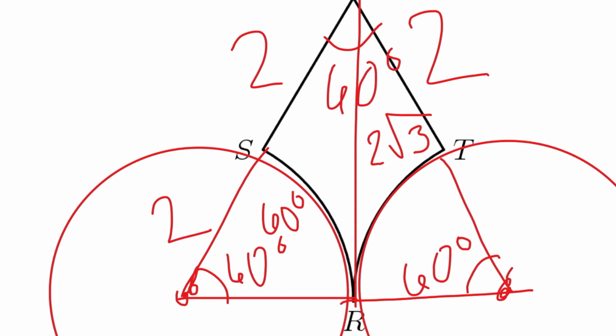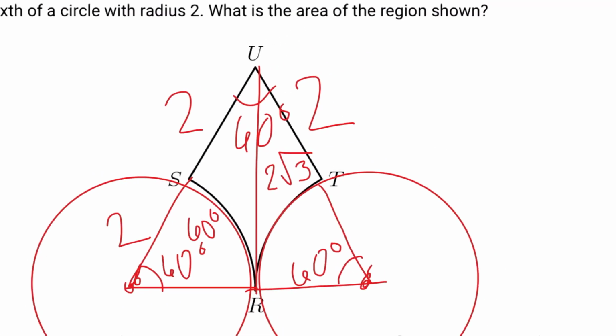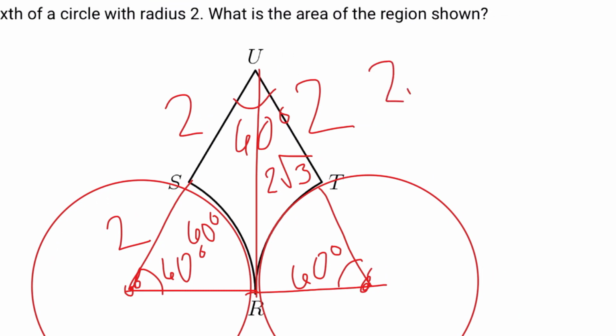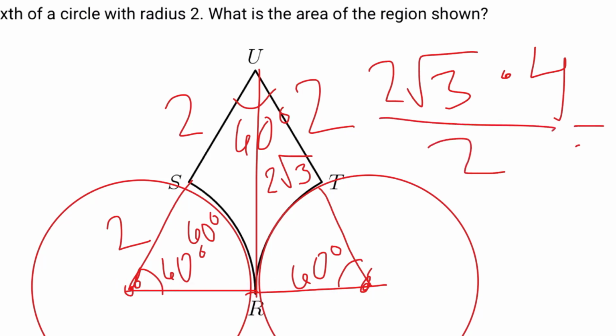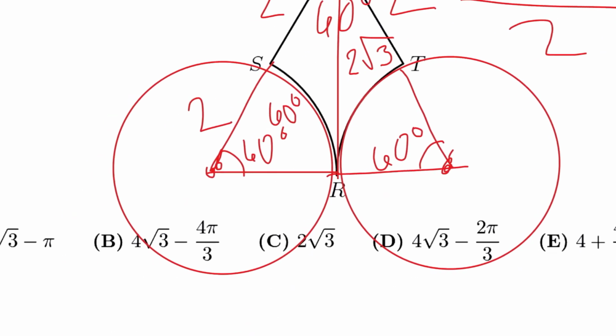So the side opposite the 60 degrees is always times root 3 bigger than the side opposite to the 30 degrees. So we know the height, 2 root 3. We know the base, 4. Base is over here. And now we can find the area, which will be 4 root 3. But we're not done yet. We have to subtract the area of these shapes now.